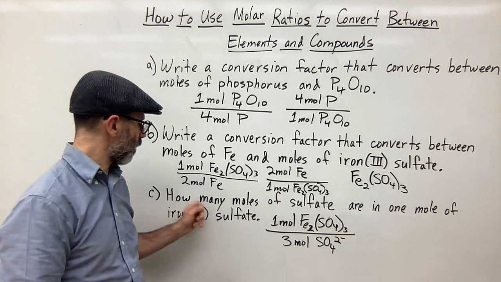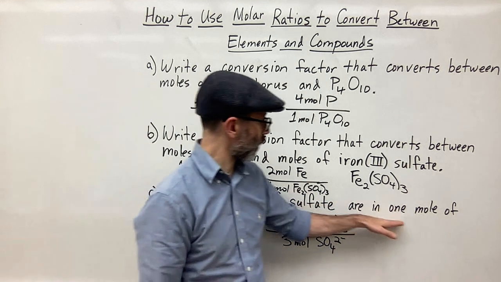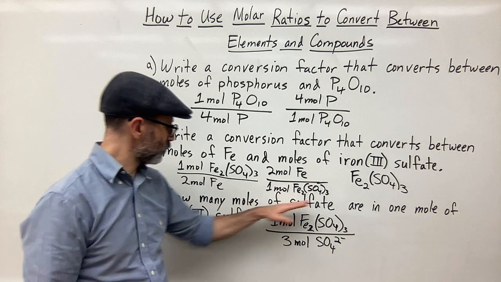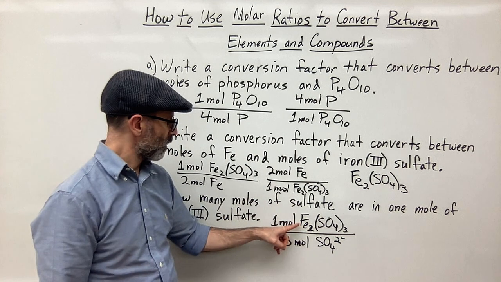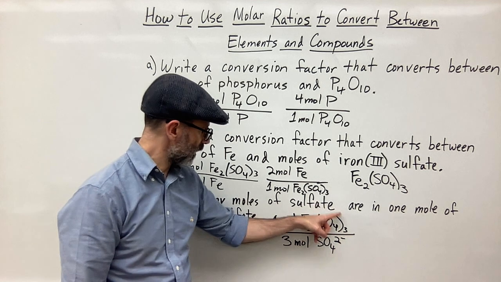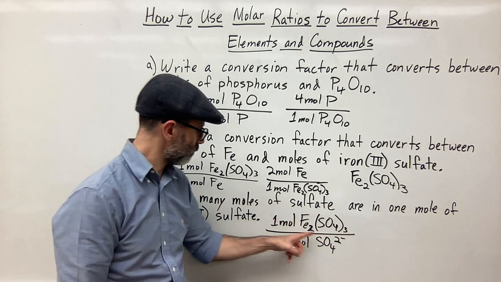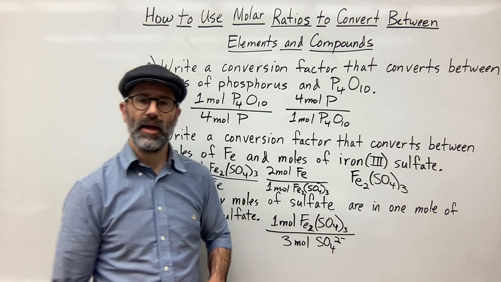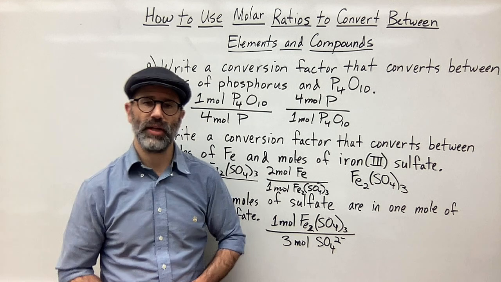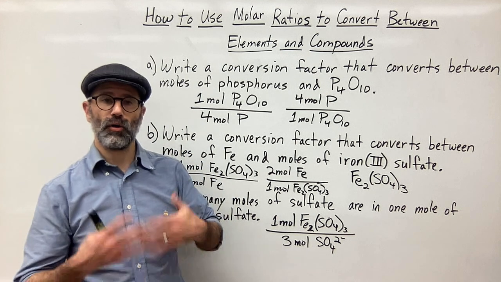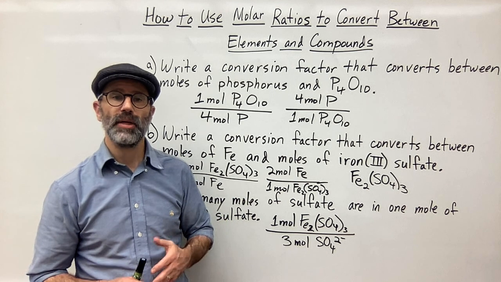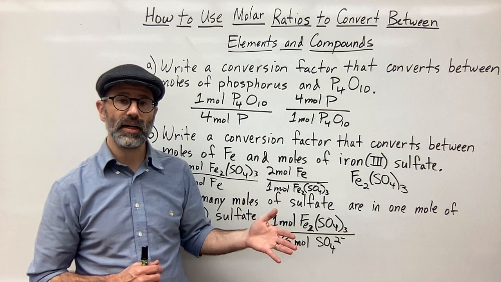So the question is, how many moles of sulfate are in 1 mole of the iron 3 sulfate? Well, it's written right here in the formula. So we have 3 sulfates in 1 complete formula. So the mole ratio is 1-to-3. And that is it, ladies and gentlemen. So that's how you can figure out what the mole ratio is between an element in the compound and the compound itself.